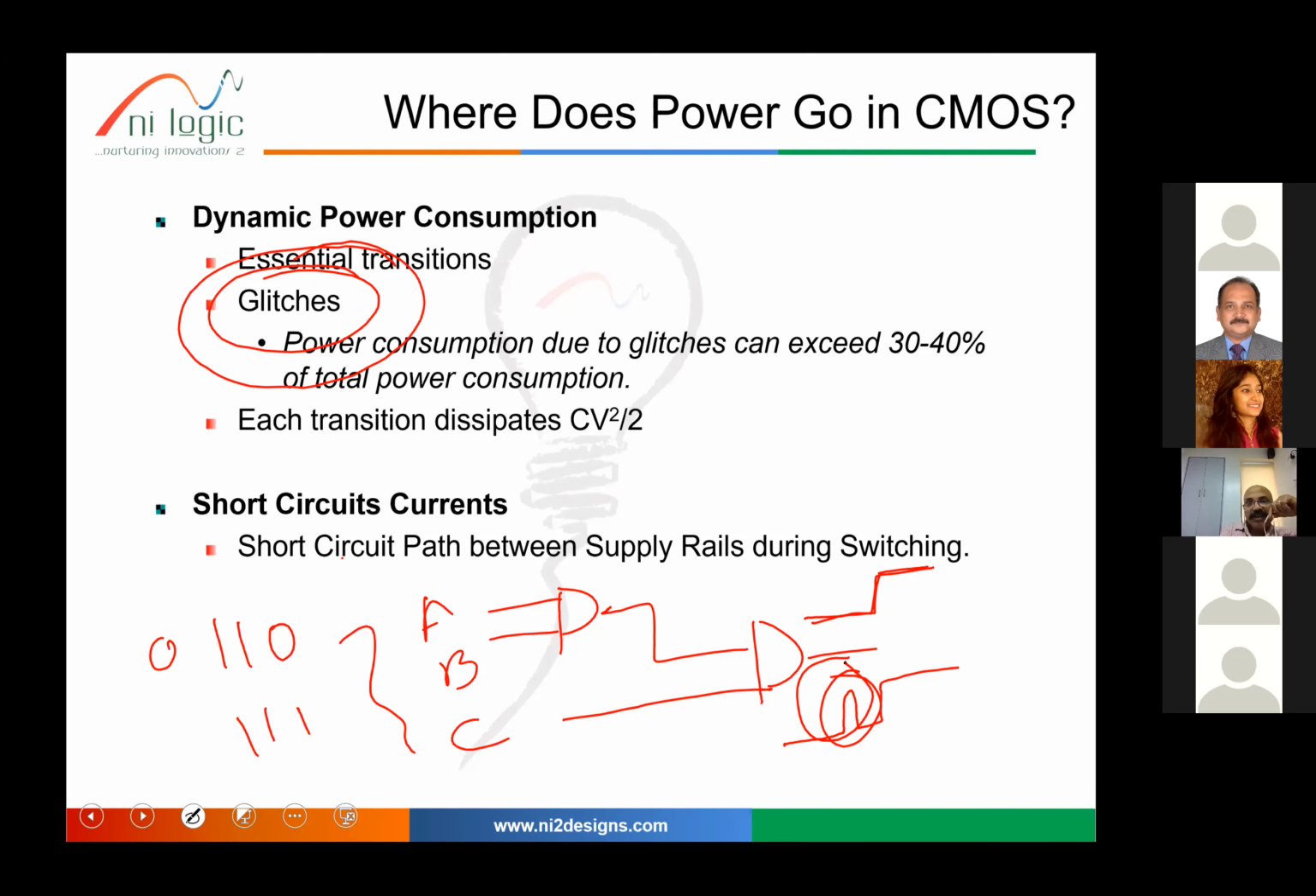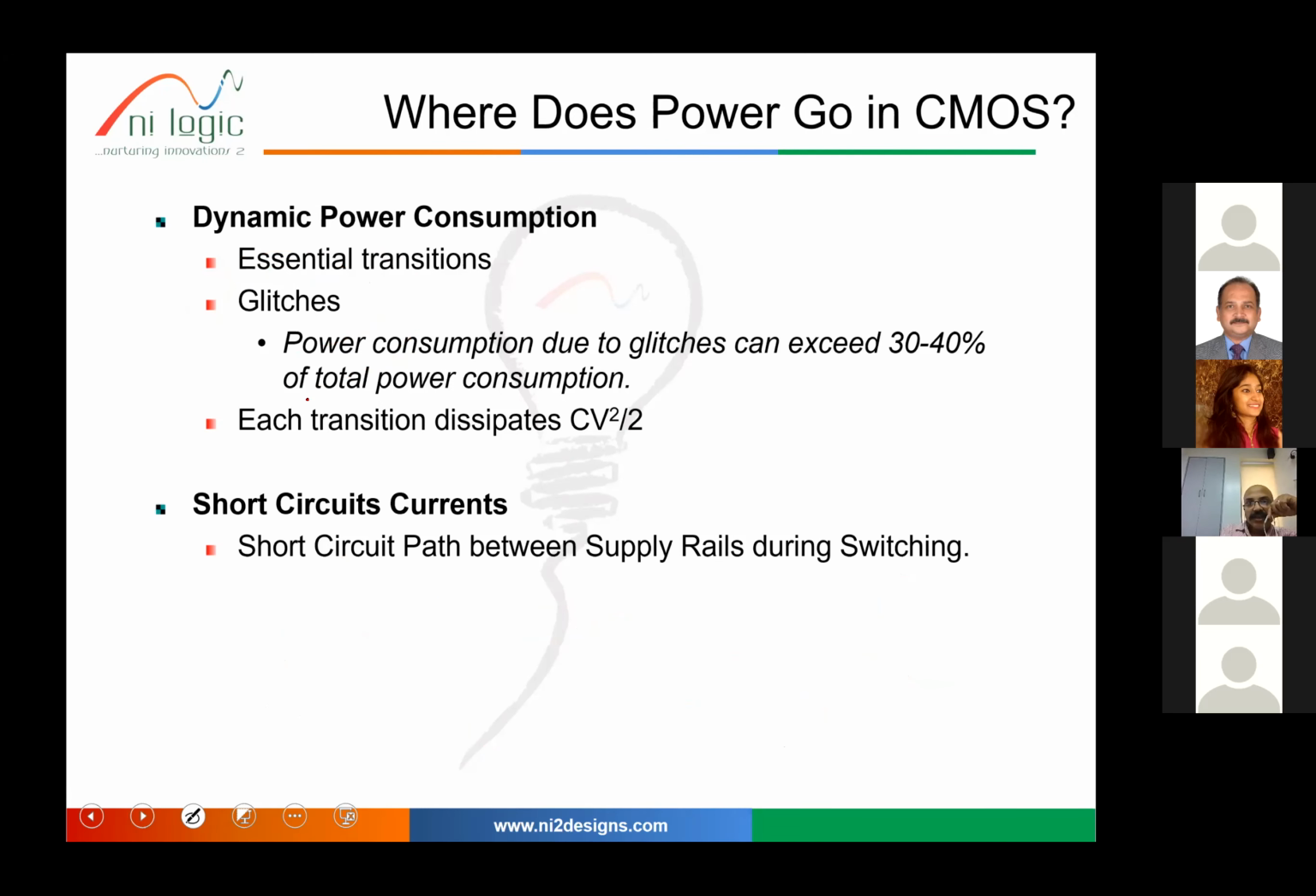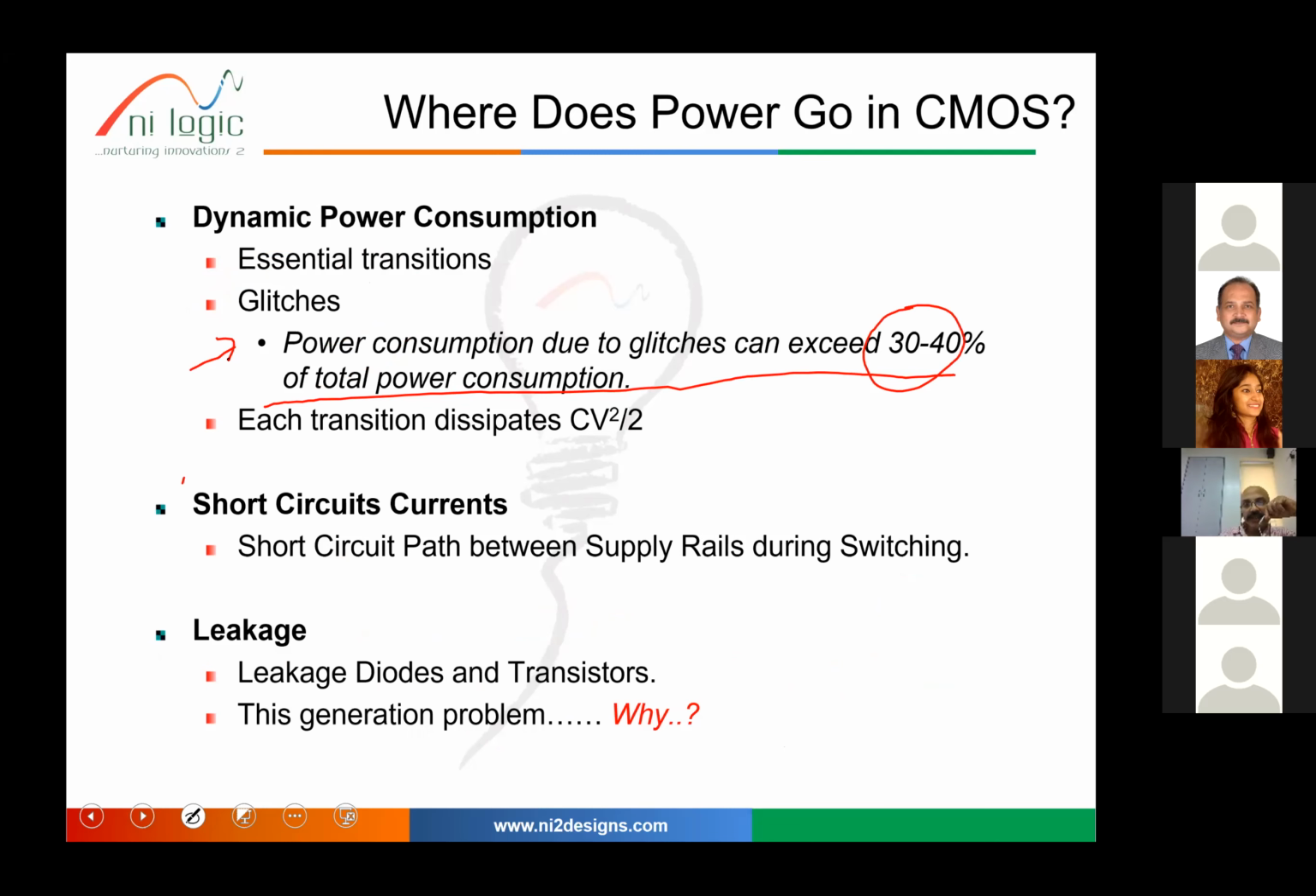So glitches may not harm your output, but understand that they are wasting a huge amount of power consumption. So that is why glitches are sometimes serious. Then another problem is leakage.